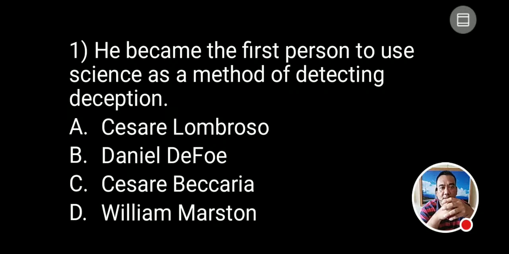Letter A, Cesare Lombroso. Letter B, Daniel Defoe. Letter C, Cesare Beccaria. Or letter D, William Marston. He became the first person to use science as a method of detecting deception. Letter A, Cesare Lombroso. Letter B, Daniel Defoe. Letter C, Beccaria. Or letter D, William Marston.